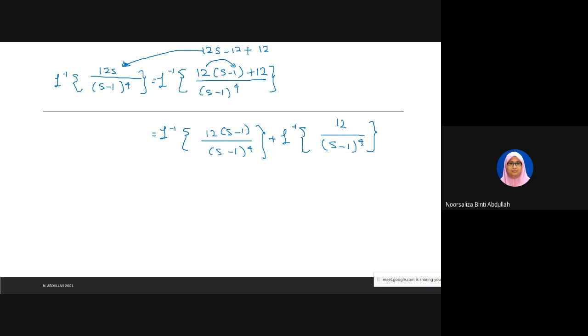So 12 ni you can bring to here. Okay. Now you have a 12. Okay. So S minus 1, S minus 1. Okay. So now your A is 1. Betul? Awak punya A adalah 1 kan?